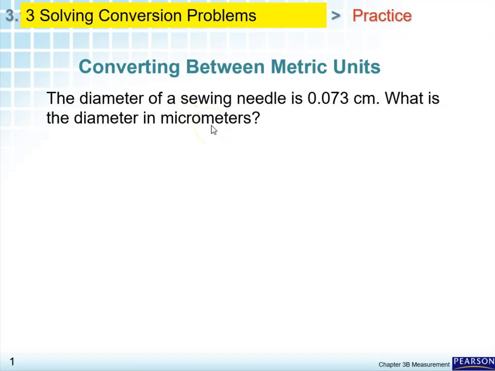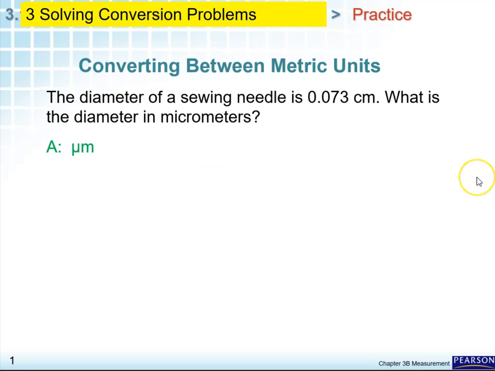So if we use ages, the first thing we want to do is consider what the problem is asking for. It is asking for micrometers. And that's that weird symbol, a mu in Greek. That means micrometer. Then, secondly, what is given in the problem? See up there, 0.073 centimeters.